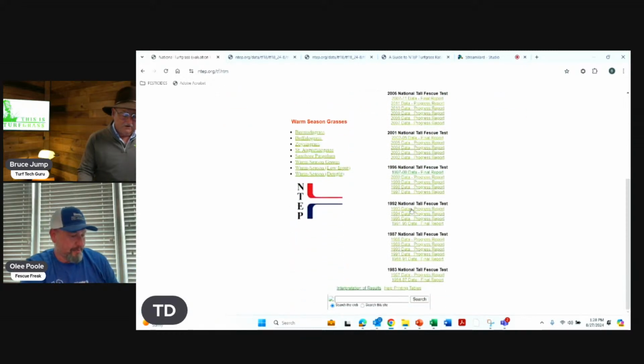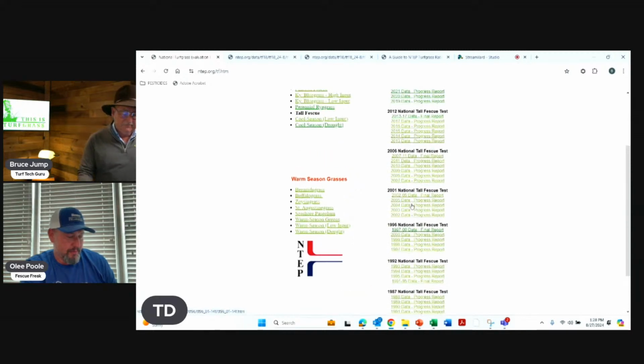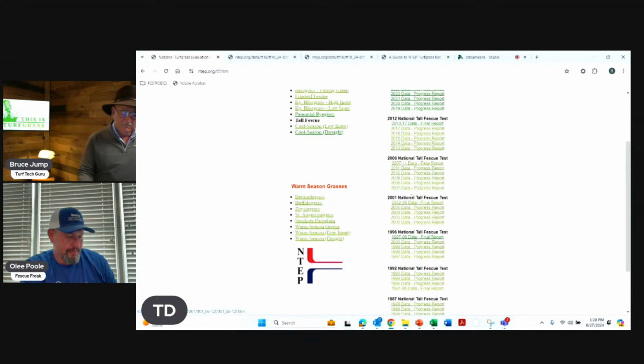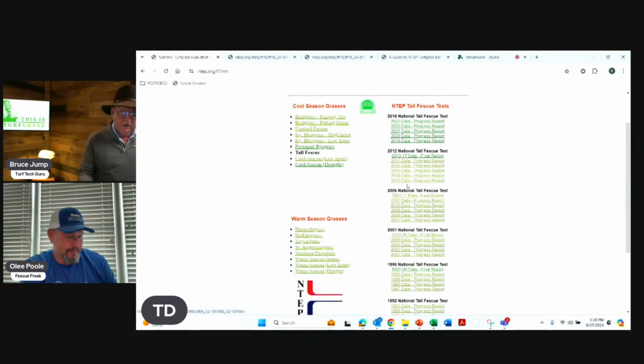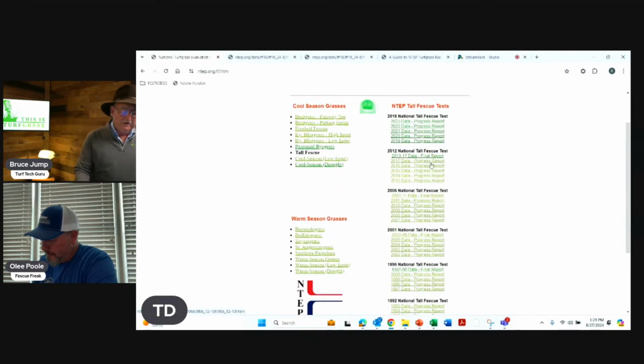These are more historical. Most of these varieties from 1983 to 1996 aren't even in production anymore. Some of the ones from 2001 are still being used. Then we start getting the 2006, 2012. Those are previous generation tall fescues. And then the latest is 2018. And only they come up with progress reports every year.